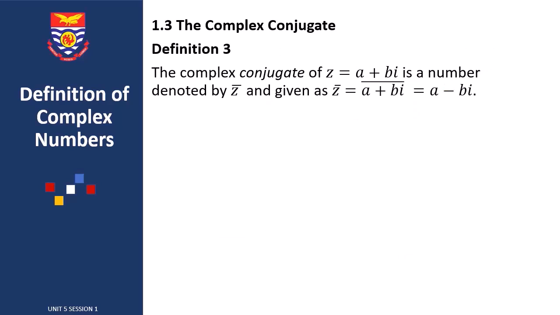The complex conjugate. So let's look at the definition. The complex conjugate of z equals a plus bi. So z equals a plus bi. If you want to find the conjugate, we just put a bar on top, and it's given as a minus bi. So that is the conjugate of z. Okay, so that's very interesting, and we'll be using the conjugate to do a whole lot of things.